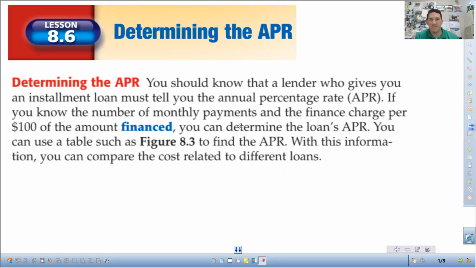So if you watch TV, you see a car commercial, they'll say things like, $0 down, 0% APR for the first 6 months or whatever. They're talking about the interest rate. All right, so this is interest.